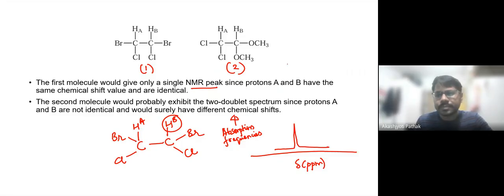But if you plot the proton spectra for this molecule, here also you have two protons, right? HA and HB. But the chemical environment of HA is different from that of HB.